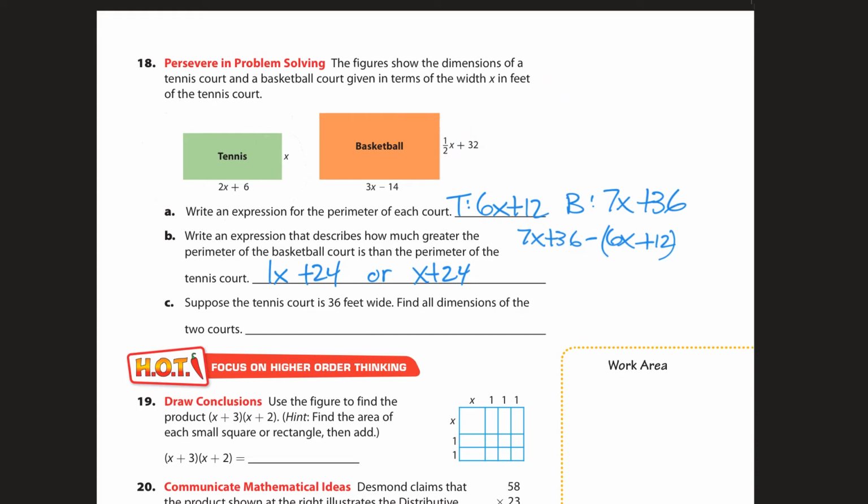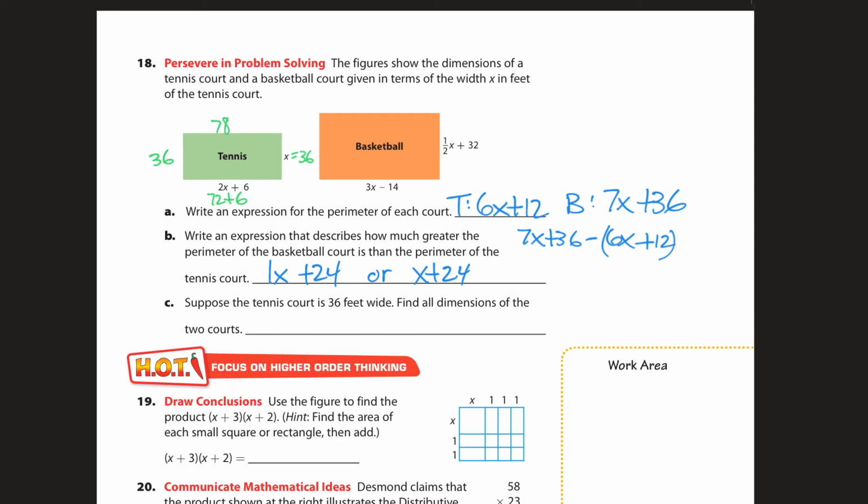Let me erase that too. So I have some room here, and I'm going to do it in a different color. So this is 36. And this is 2 times 36, which is what? 72 plus 6, which is 78.